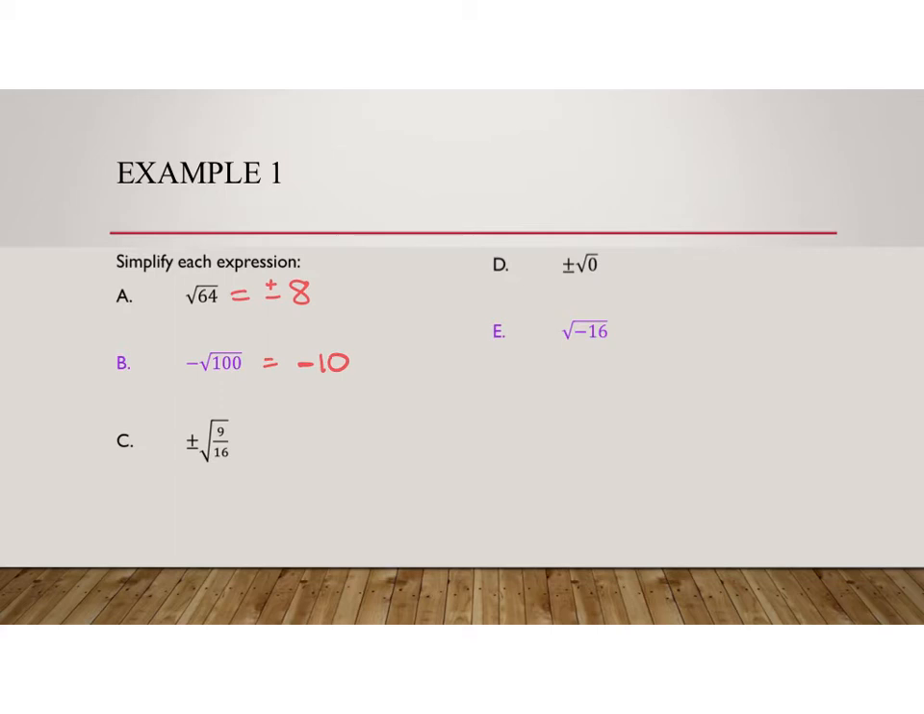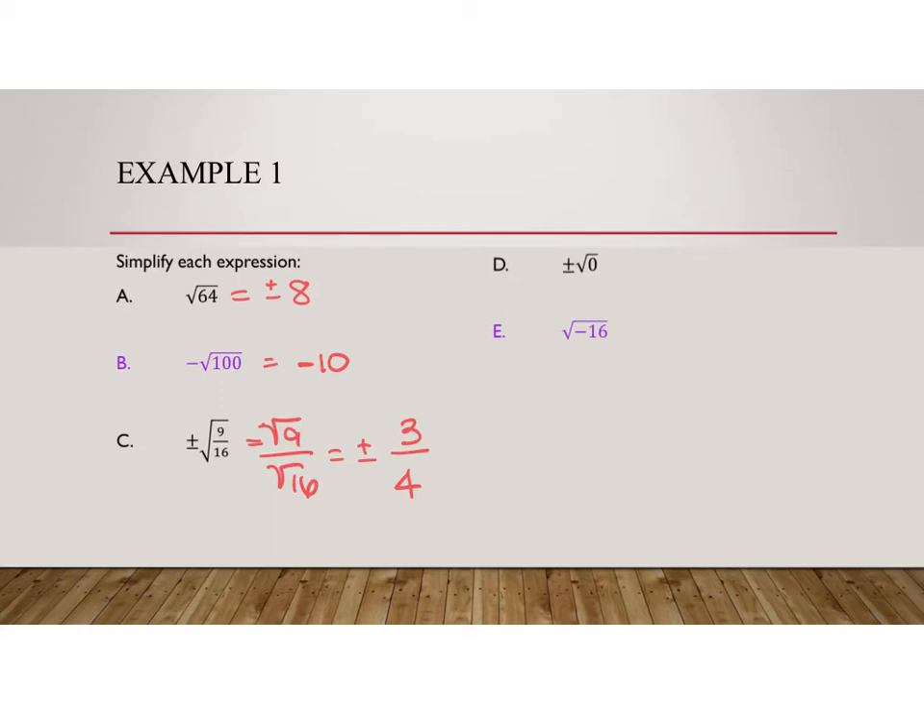Well, with the square root, because I have this over a fraction, I can actually break that up into the square root of 9 divided by the square root of 16. So this is going to give me an answer of plus or minus. The square root of 9 is going to be 3, because 3 times 3 is 9, and then I'm going to divide that by the square root of 16. Well, 4 times 4 gives me 16, so I end up with plus or minus 3/4.